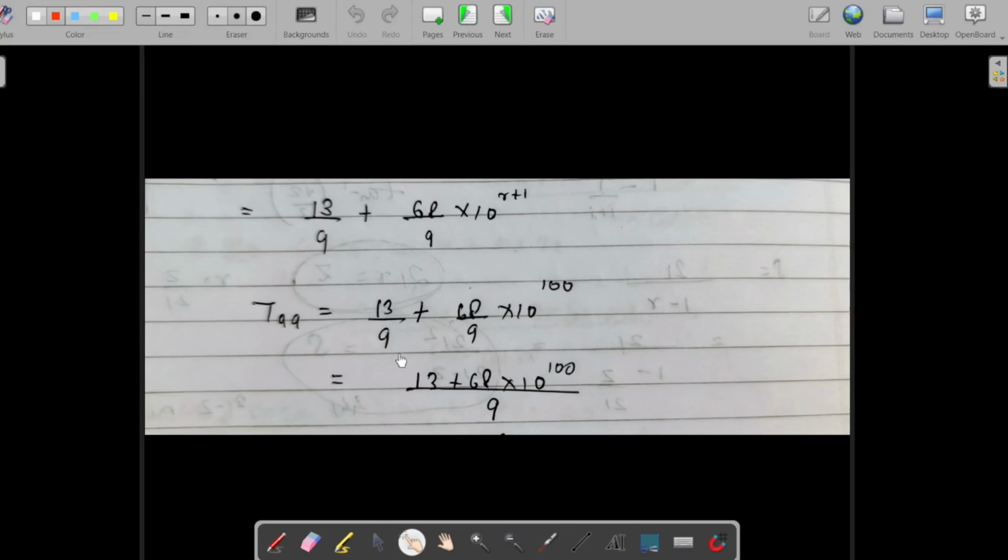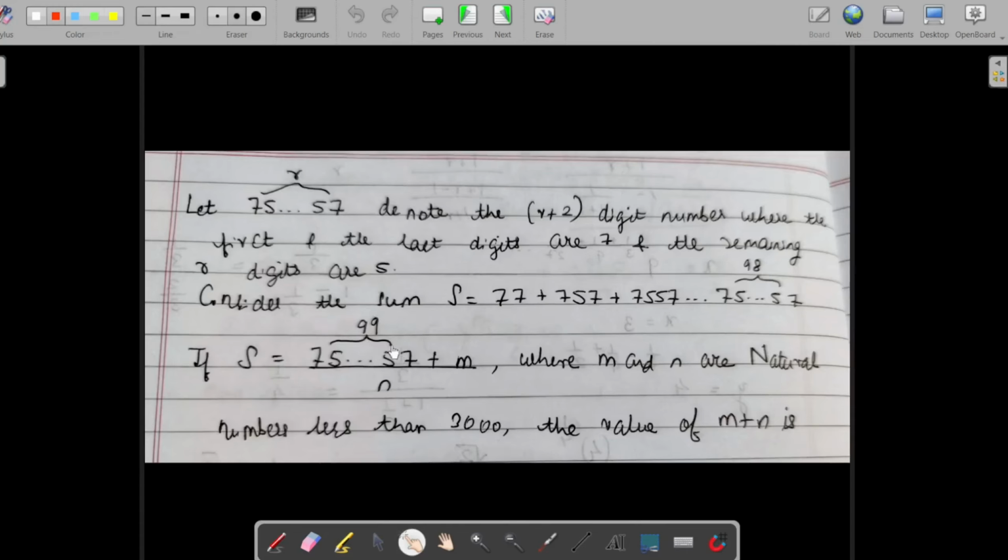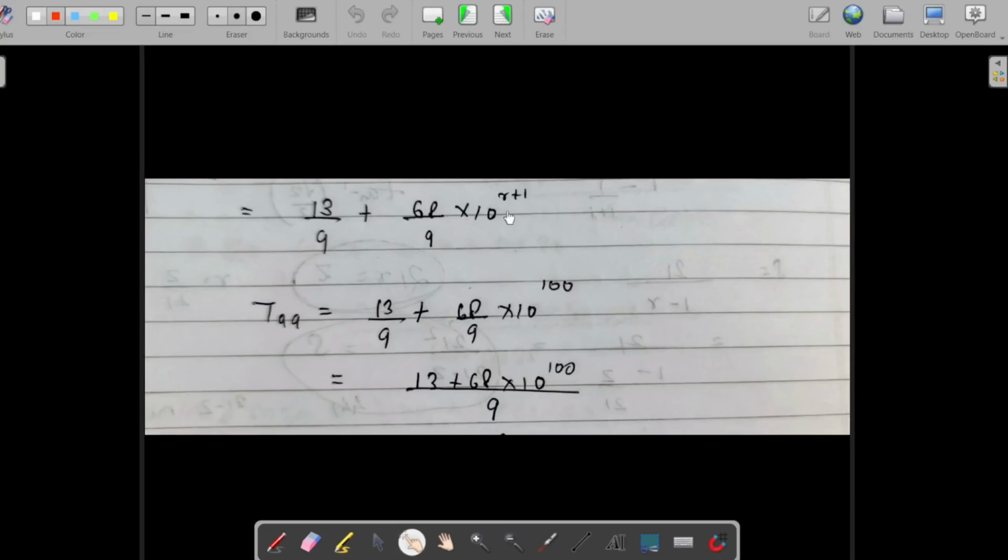Then let us first find T99. Why? Because it will come in handy here. This is the 99th term, right? T99 will be, you just put r is equal to 99 here and then you will get this term. So let us keep it like this.